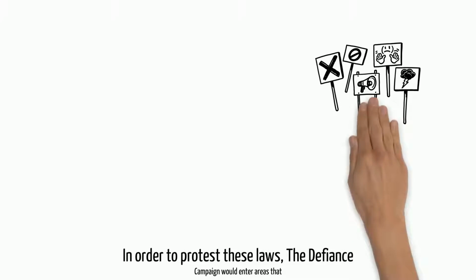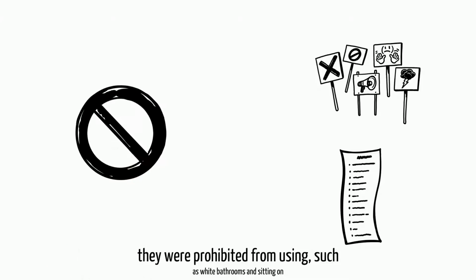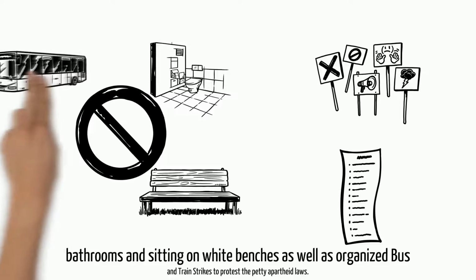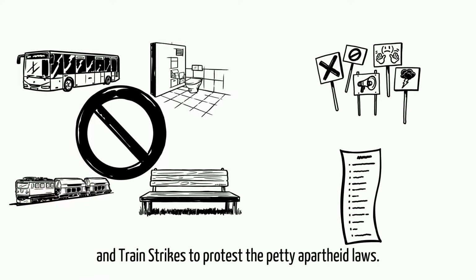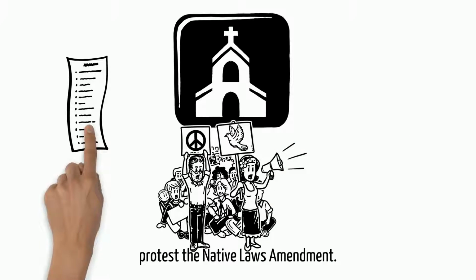In order to protest these laws, the Defiance campaign would enter areas that they were prohibited from using, such as white bathrooms and sitting on white benches, as well as organized bus and train strikes to protest the petty apartheid laws. They also organized church sit-ins to protest the Native Laws Amendment.